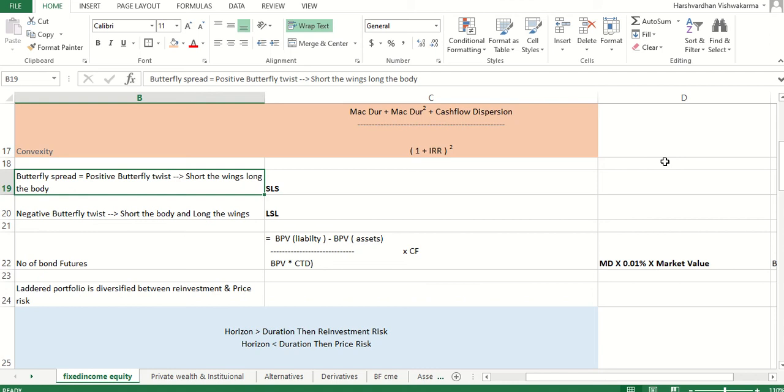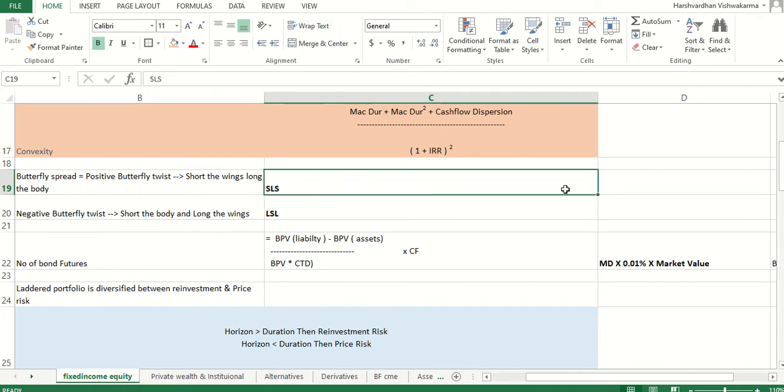Then we have something called spreads over here in fixed income. So what is a butterfly spread? If the question only mentions butterfly spread, it is by default an SLS kind of a transaction. So what is SLS? It is short, long, short.